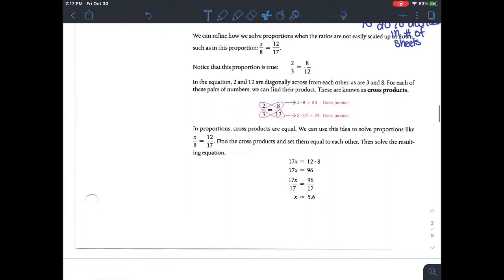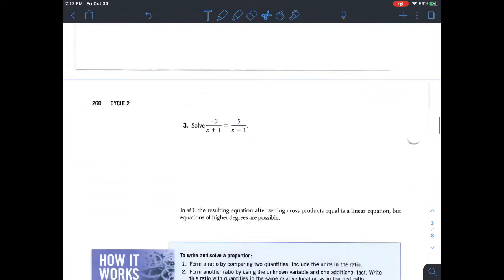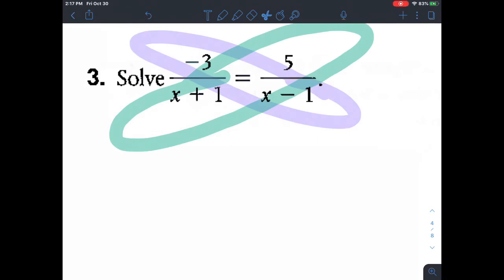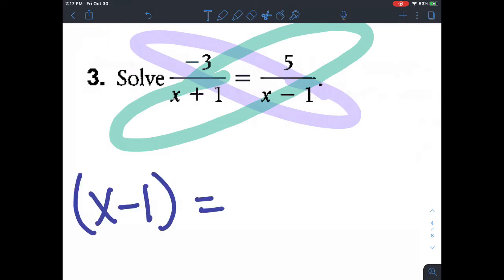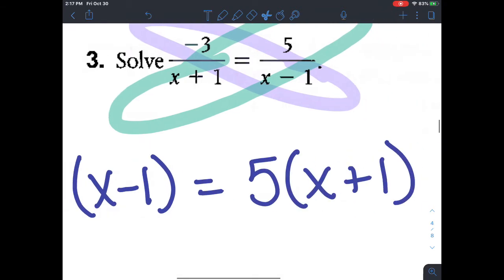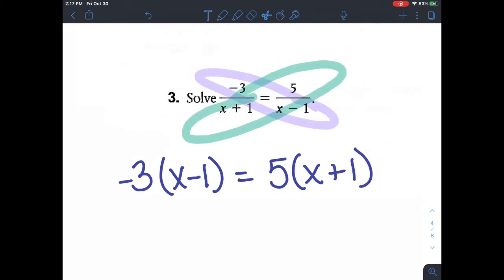Okay, some more examples here on solving proportions, cross multiplying, all that fun stuff. Little bit more in-depth cross multiplication here. So if you need to, I always call this the butterfly method. You make a little pretty butterfly here, cross multiply. So I get negative 3 times x minus 1 equals 5 times x plus 1. Doesn't matter which side goes on, it's equal to each other. It doesn't matter which way I write it.